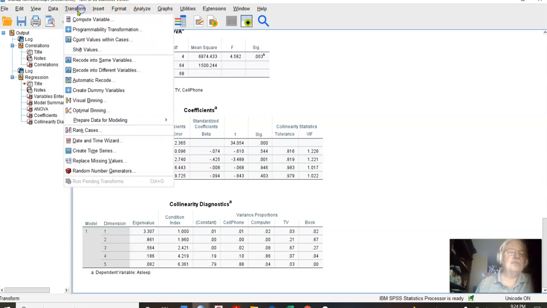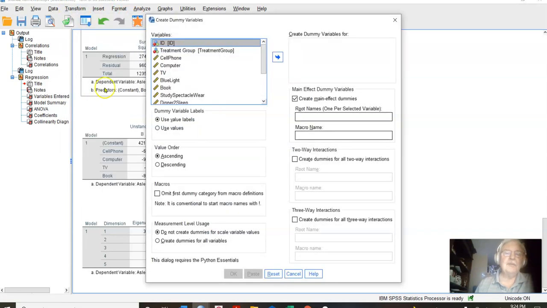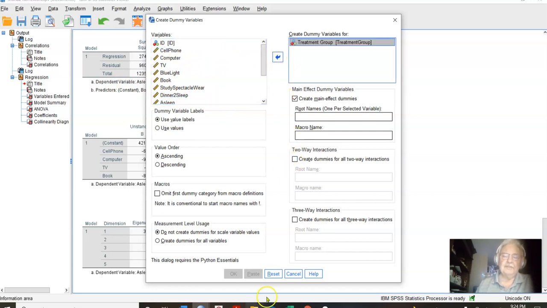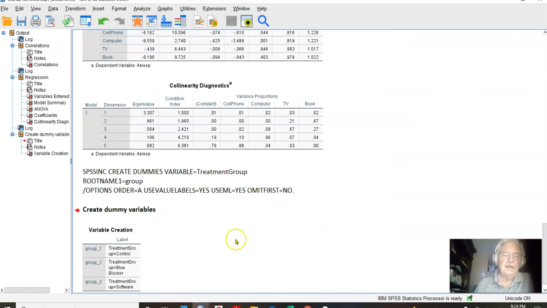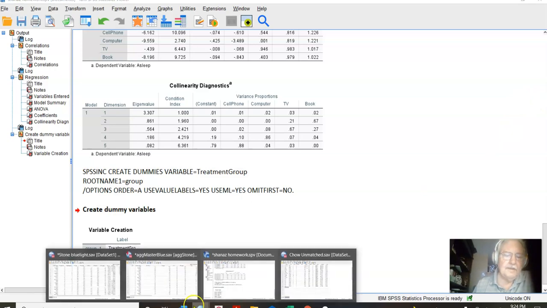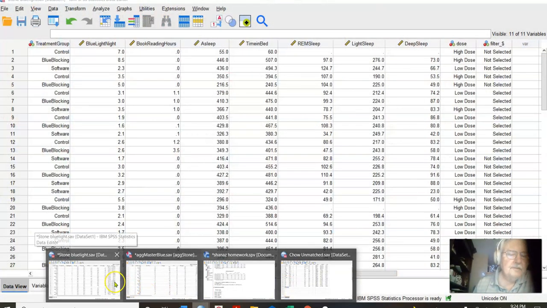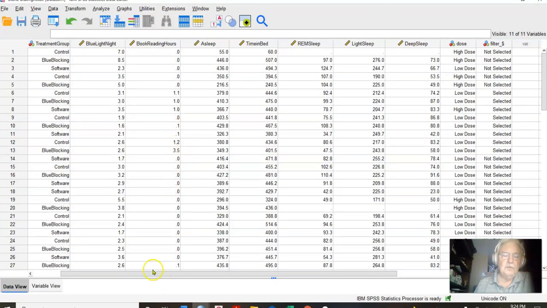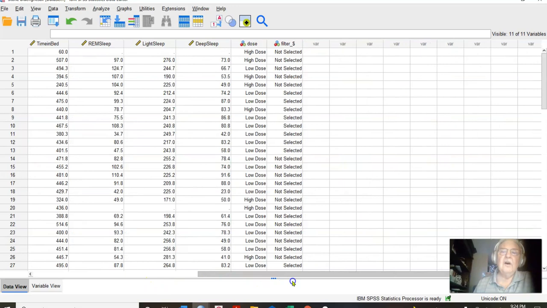So if we were going to add that in here, what we could do is go to transform, create dummy variables, and let's create dummy variables for treatment effects. Let's give it a name, just call it group, and say OK. And then if we go back to our data, we look over here on the right.